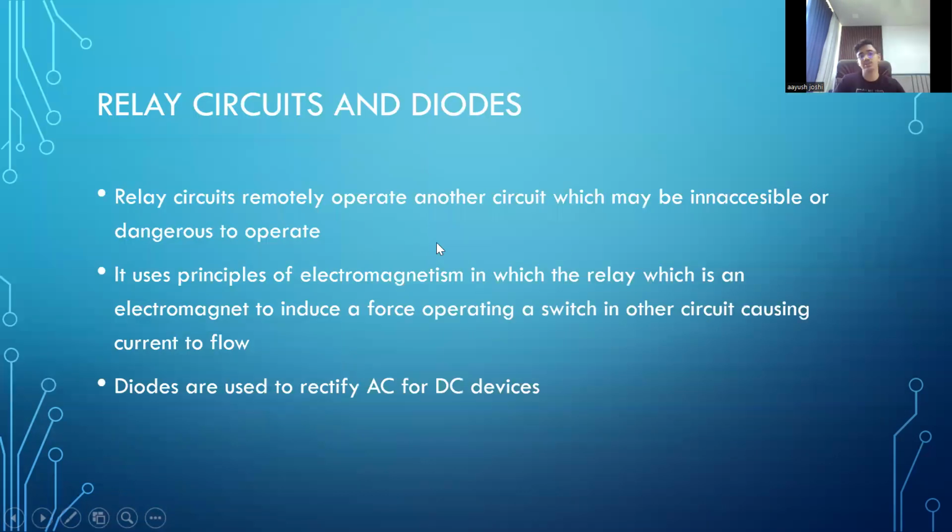Relay circuits and diodes. Relay circuits remotely operate another circuit which may be inaccessible or very dangerous to operate. It uses the principle of electromagnetism, in which the relay, which is itself an electromagnet, induces some kind of force operating on a switch in another circuit, causing the current to flow. And like I said, diodes are used to rectify alternating current for DC devices, which is direct current devices.